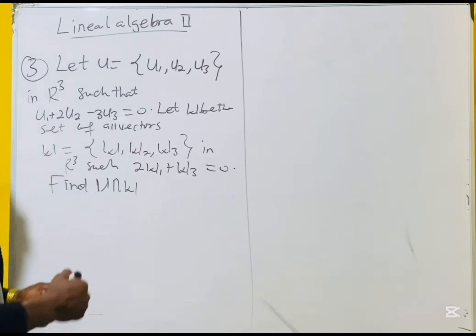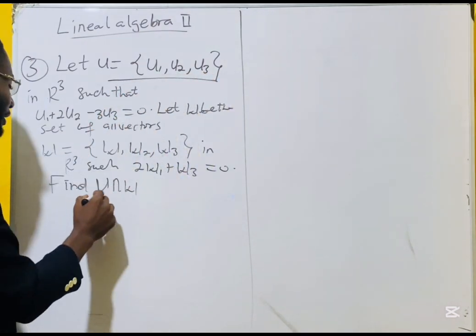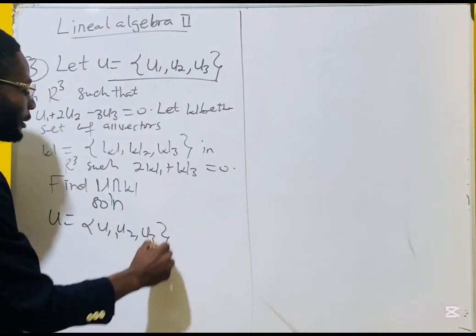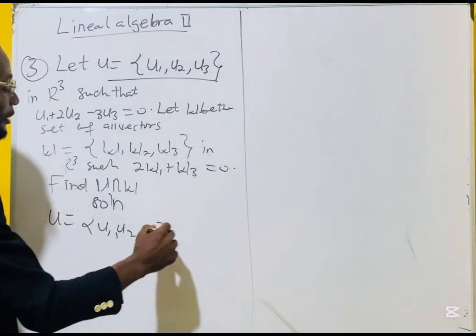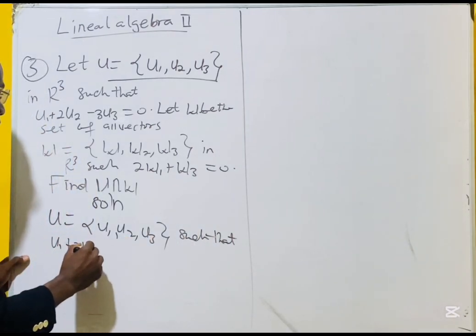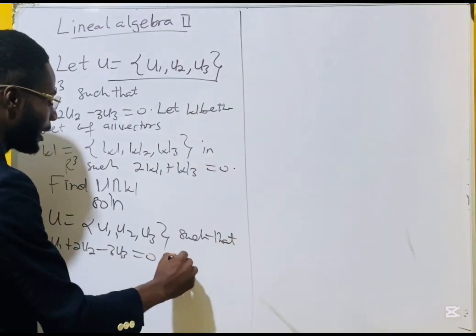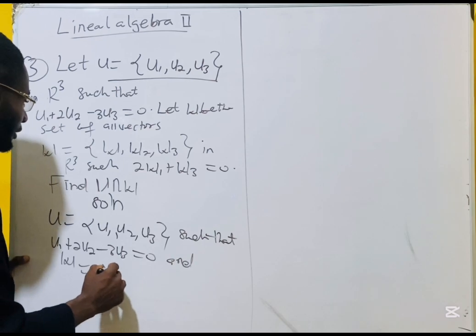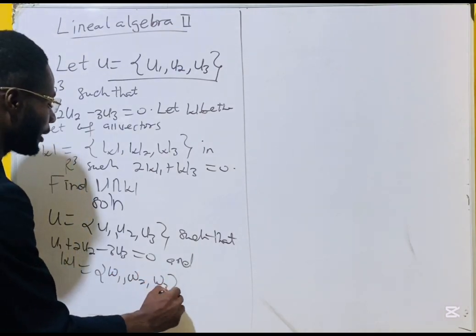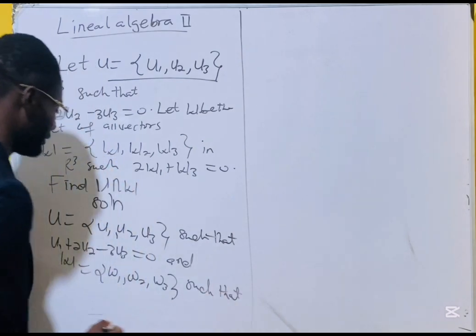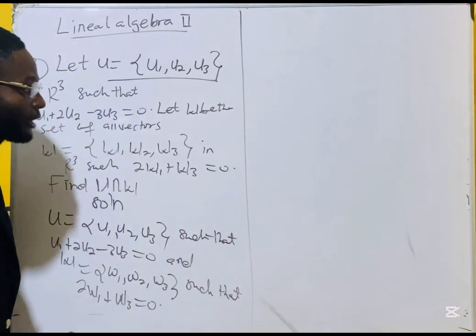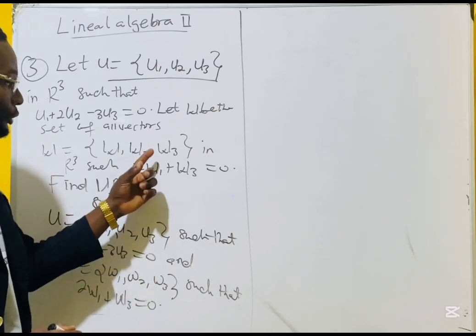Okay, so first of all, this U as a span has been given as U equals u1, u2, and u3, such that u1 plus 2u2 minus 3u3 is equal to 0, and W, which is given as this span w1, w2, and w3, such that 2w1 plus w3 is equal to 0 as well. So we want to find the intersection between U and W.